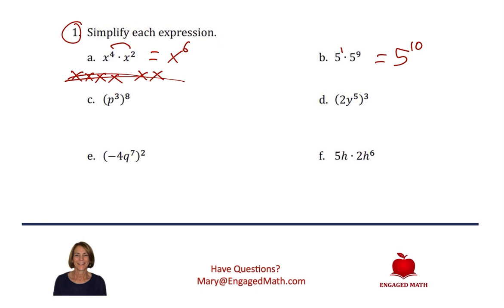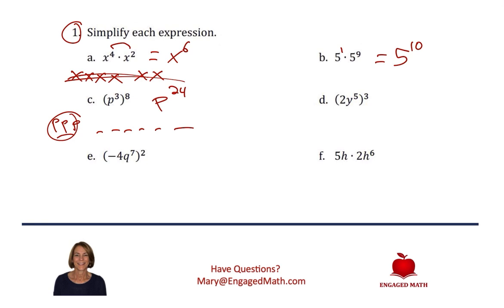Okay, for problem C, what we're going to do here is you basically have p multiplied by itself 3 times, and then you have that 8 times. So altogether, you'd have 3 p's 8 times, which we know would be multiplication of 3 times 8. So your final answer is p to the 24th.